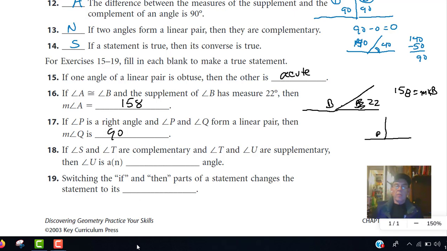Number 18, if S and T are complementary, and T and U are supplementary, then U is what kind of an angle? So if S and T add up to 90, and T and U add up to 180, not so sure about this one.